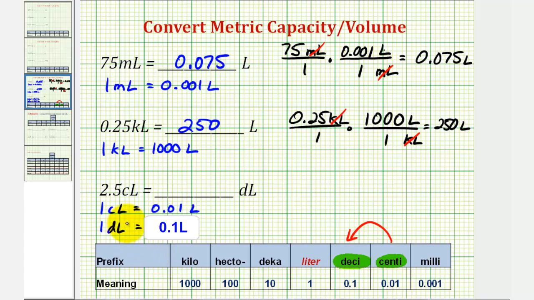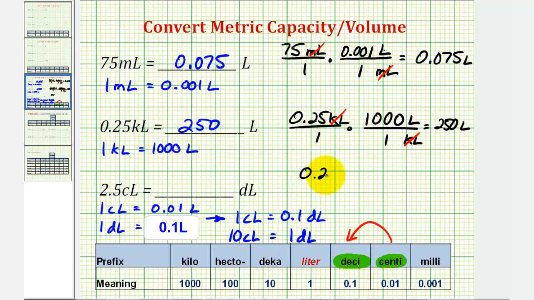So we could perform 2 conversions here, but hopefully we can recognize that 1 deciliter would be 10 times as large as a centiliter, and therefore 1 centiliter would be equal to 1/10th of a deciliter. Or we could say it takes 10 centiliters to equal 1 deciliter. Let's go ahead and perform this conversion in one step.